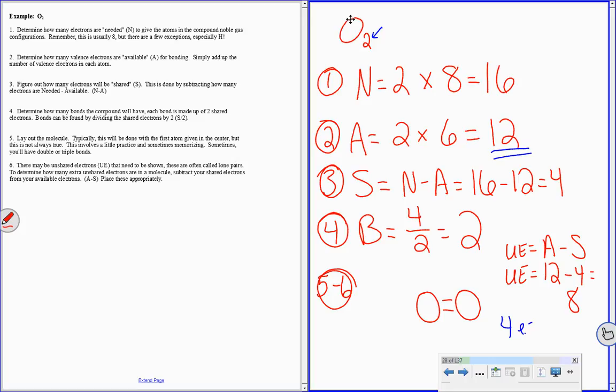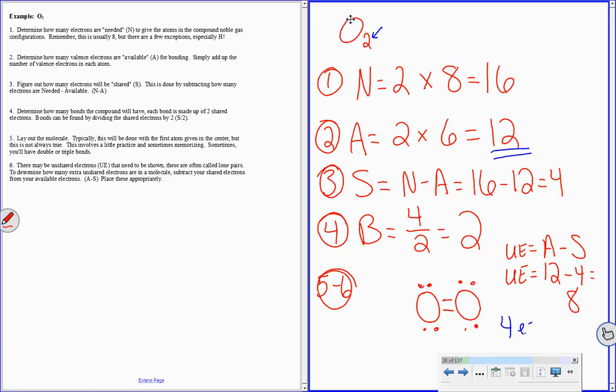Best bet usually is to do these symmetrically, and keep in mind each of these oxygens wants to feel like it has 8 valence electrons. Right now, looking at the oxygen on the left, he feels like he has 4. So he needs 2 more sets of electrons: 1, 2, 3, 4. Half of my 8 electrons will go there, and half of my 8 electrons will go here.